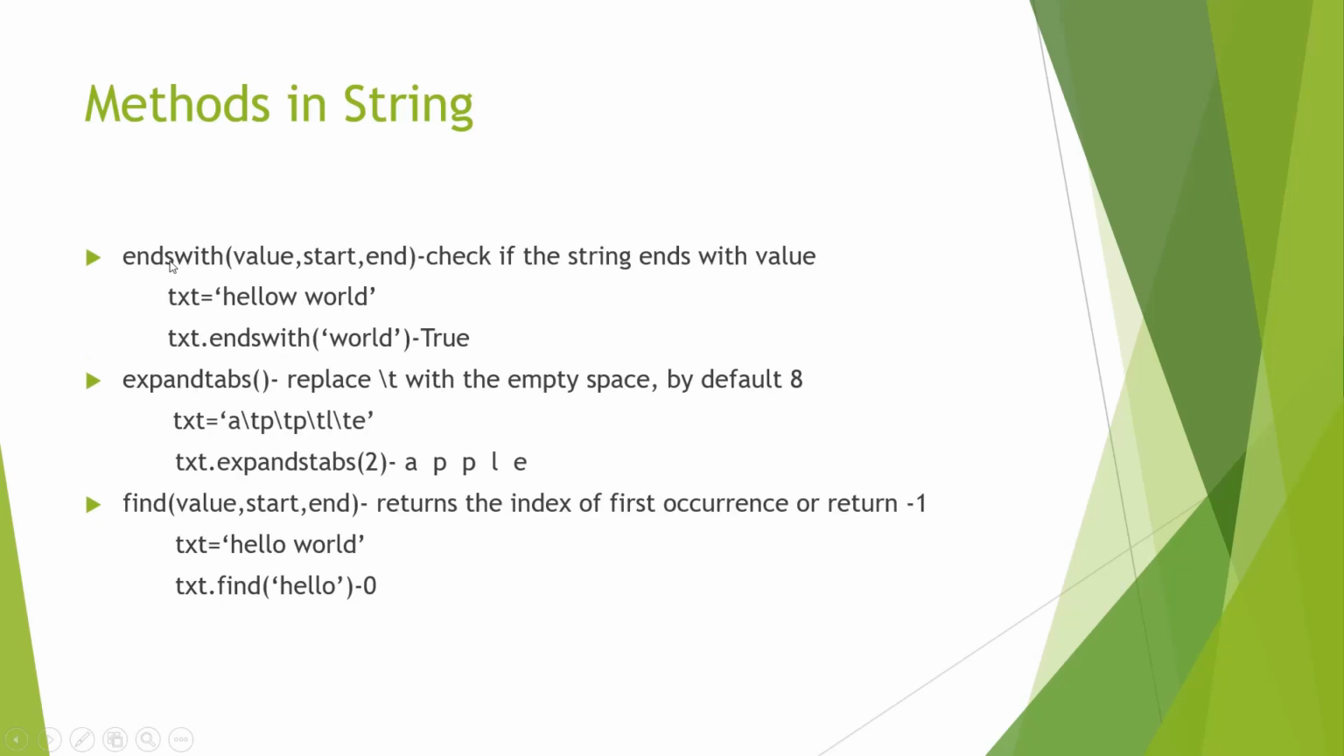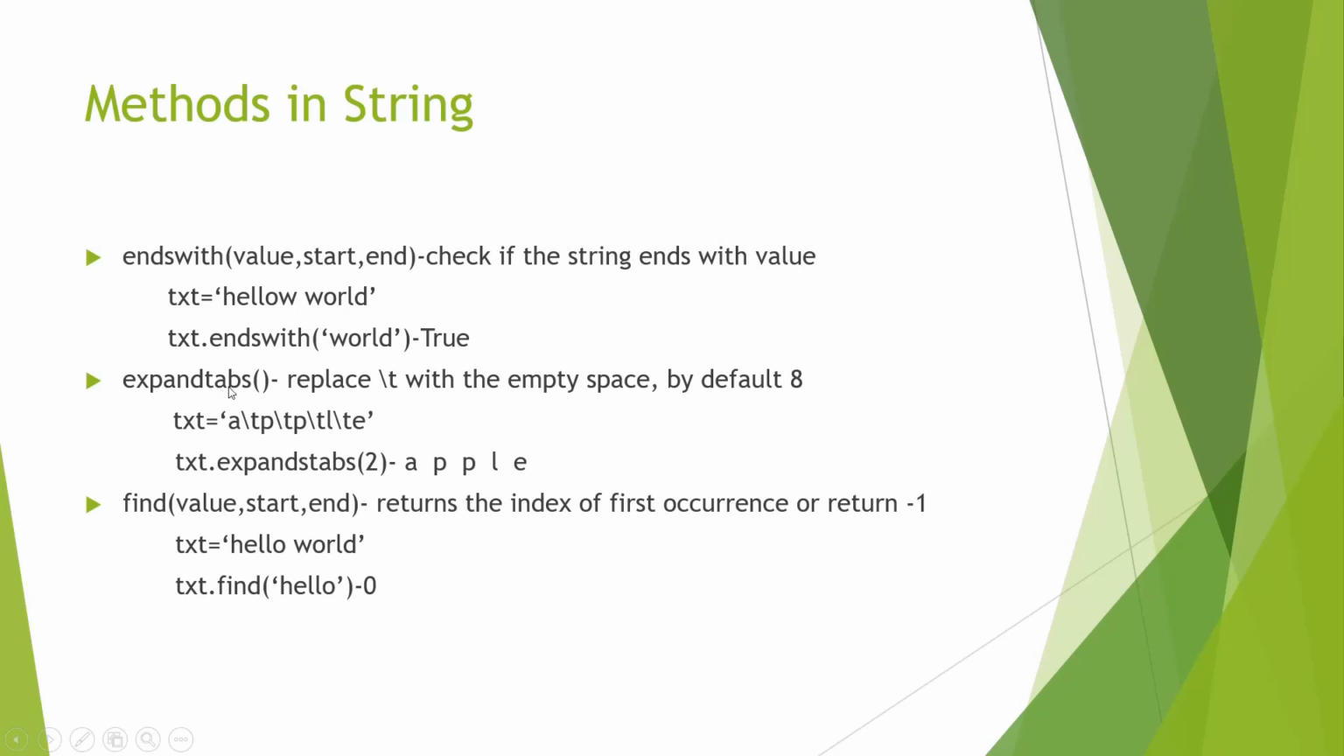Then we have the method called endswith. What it does is check if the string ends with a certain character or certain word. For example, our string is hello world. If we do text.endswith world, it's going to give us True. Why? Because this string hello world ends with this string world here. So it gives True or False, and in this case it's True.